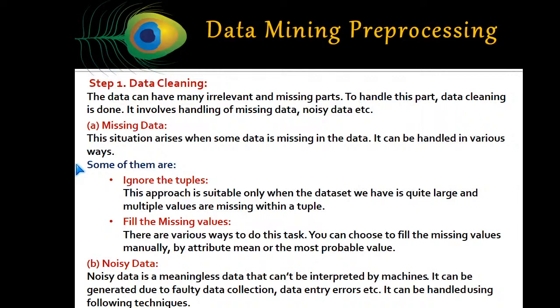Some of them are ignoring the tuples. Ignoring the tuples means this approach is suitable only when the data set we have is quite large and multiple values are missing within a tuple. Can you tell me in what type of cases you can ignore the tuples? Any examples? A row in your database. So you can remove the entire row itself. And why is this approach not feasible in all cases? This approach is suitable only when the data set is quite large and multiple values are missing within the tuple. In that case only you can ignore the complete tuple.